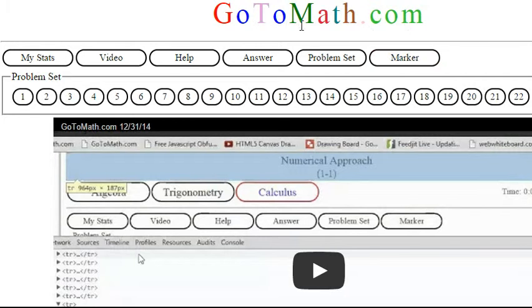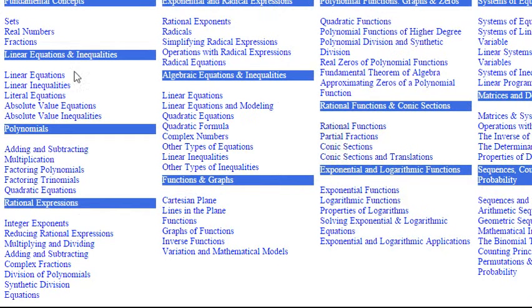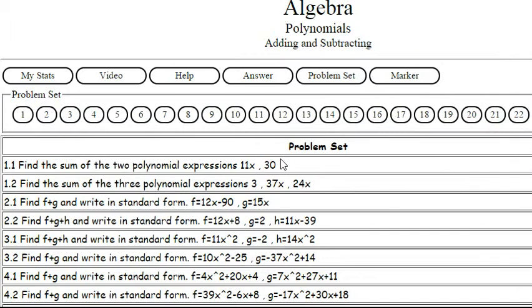Okay, we're over here at gotomath.com, drinking some tea. Let's go now to adding and subtracting.